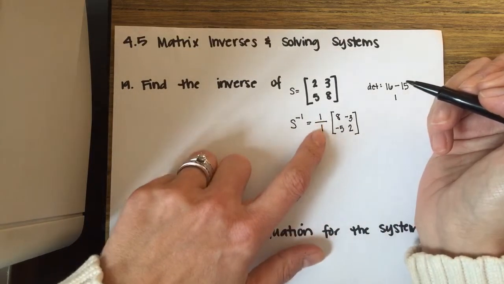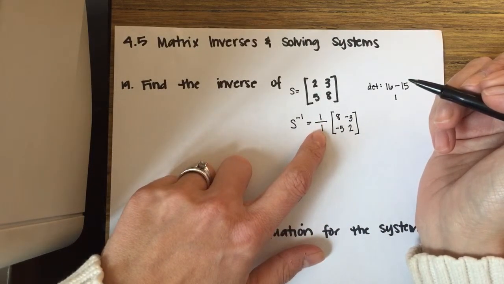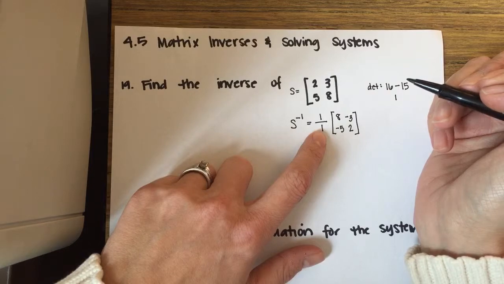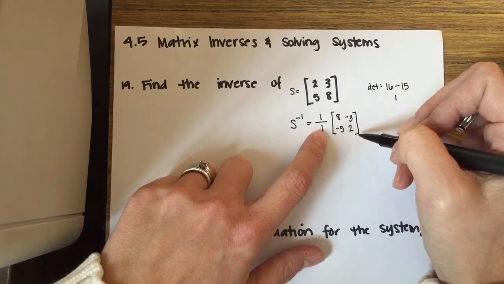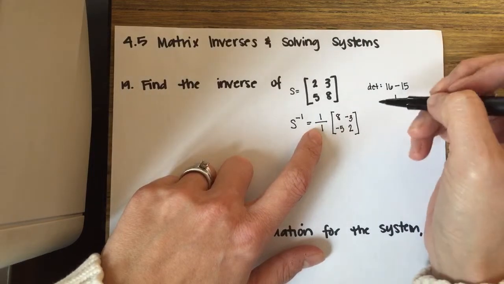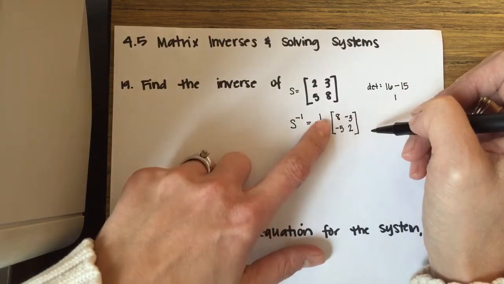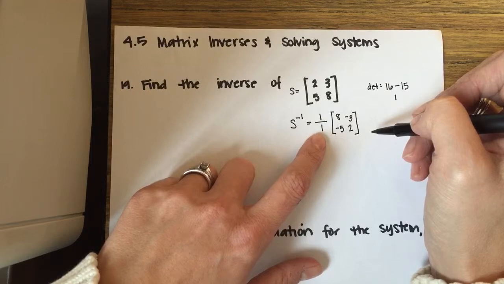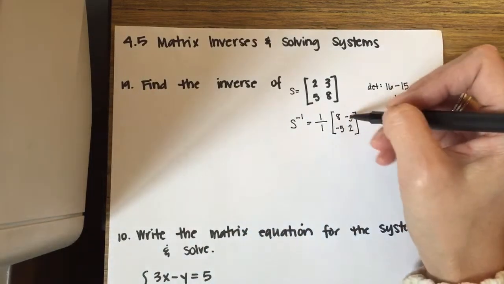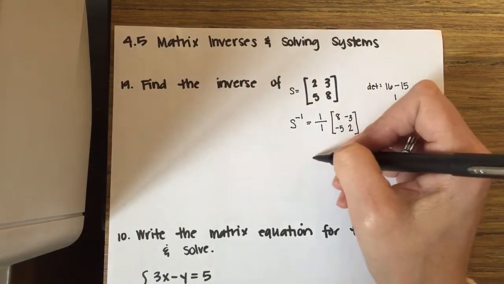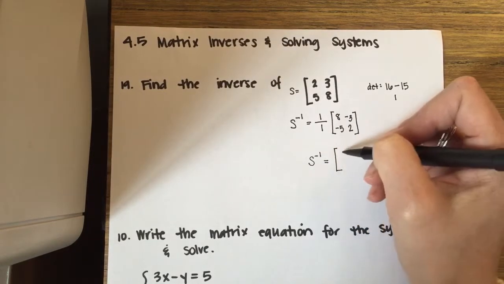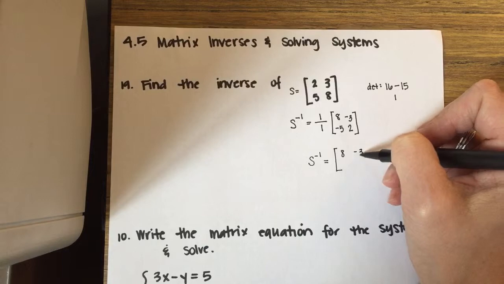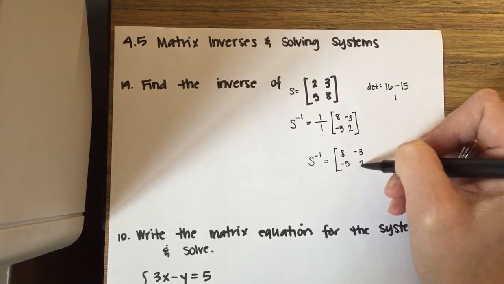If this were something like 1 over 7, I would just leave it out in the front, because if I'm going to have to multiply it by another matrix, I would rather multiply the integers first and then do the fraction. This one is just 1 over 1, so it's just 1. And if you distributed 1 in, because it's a scalar, it wouldn't change anything. So the inverse of matrix S is 8, negative 3, negative 5, 2.